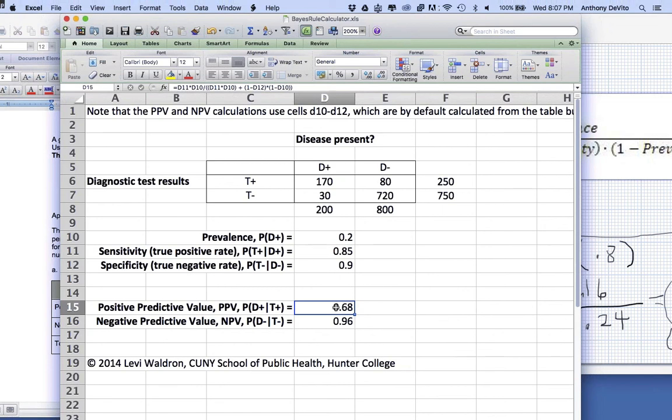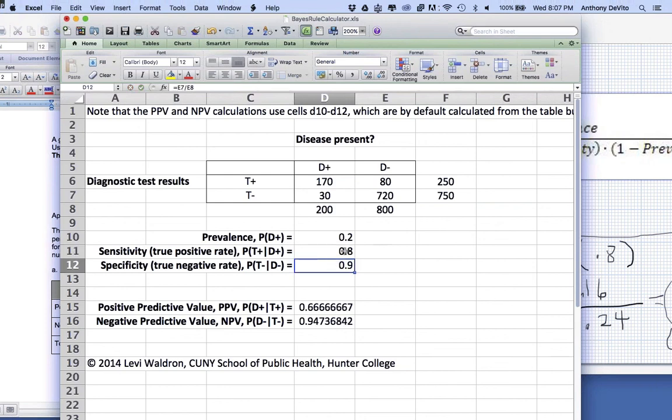Okay, D11 divided by D10 times D10. Sensitivity. See, the sensitivity here is 85%. I'm just going to use these here. 0.80.